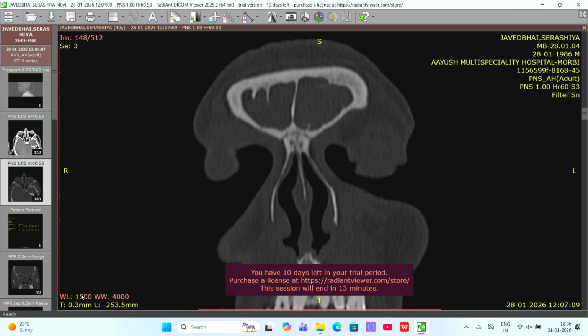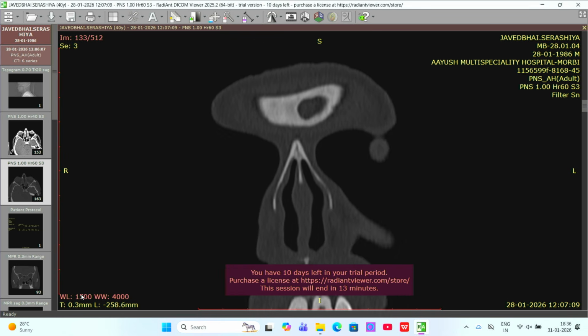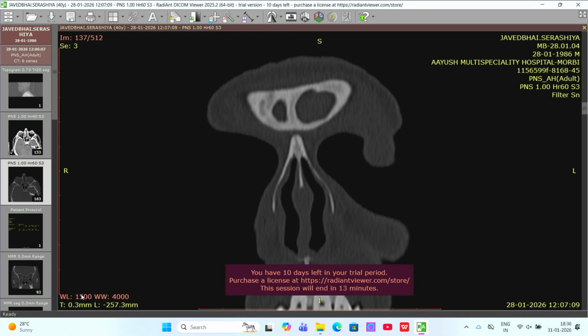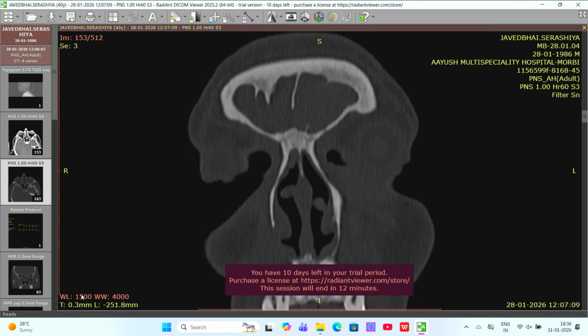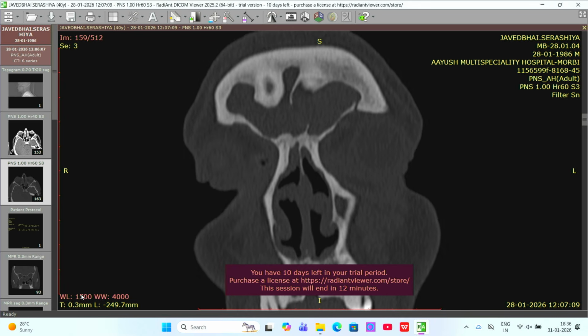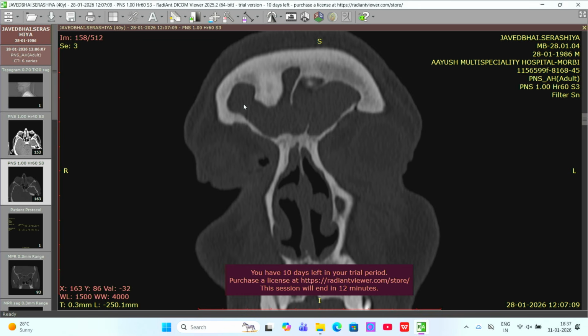See this? It is only anteriorly that there is a partial septum. If I am going from anterior to posterior, this is the partial septum. When you go behind, it disappears. Can you see? And see, there are lots of convexities and scallopings. And see, everywhere this mucosal disease is.